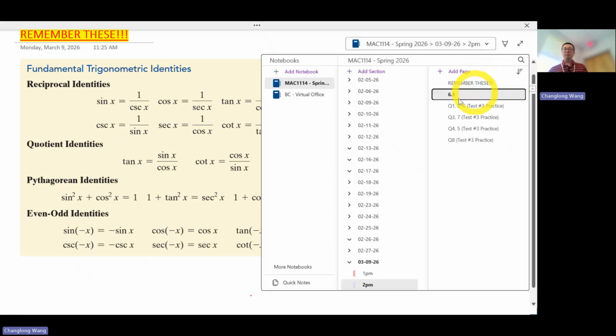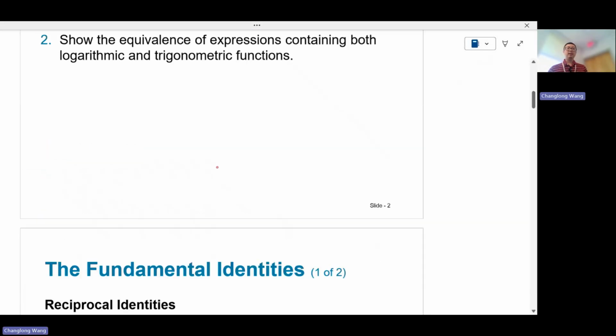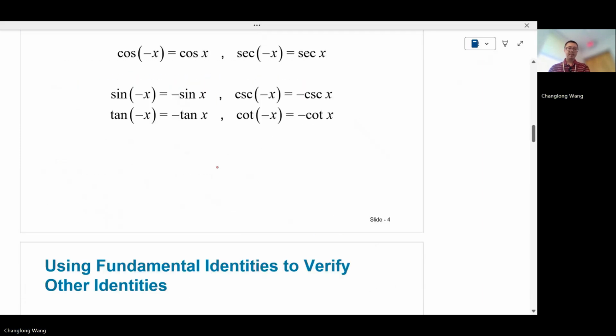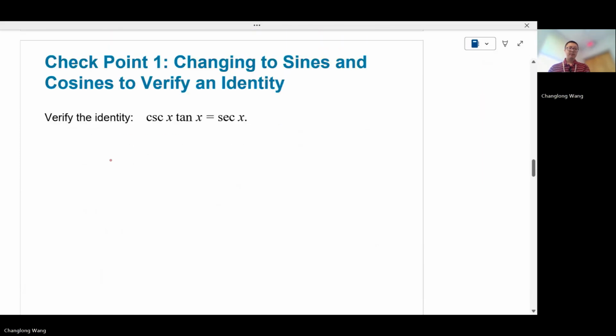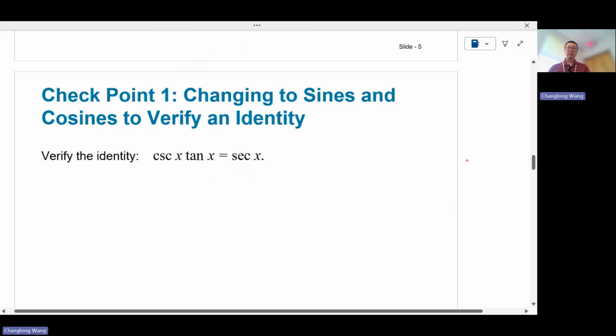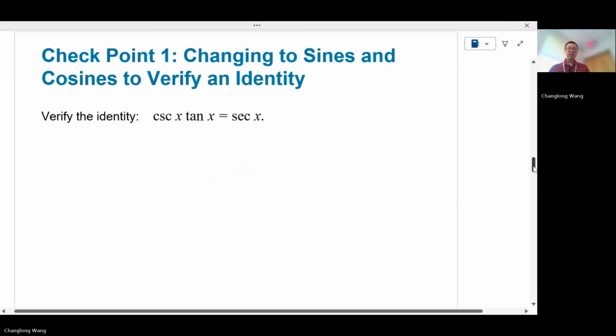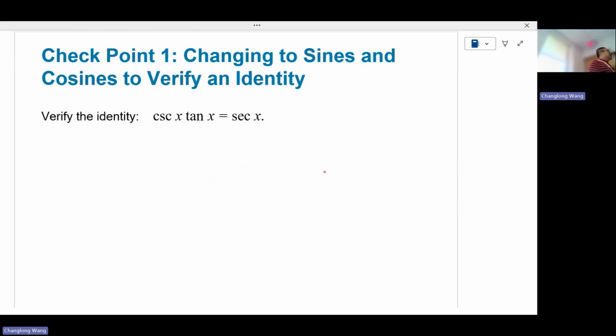So now, how do we verify identities like that? Let's take a look at one of those examples in the textbook. And they say verify this identity, which is an equation. But the problem is, now if you do see an equation, how do you know it's correct or it's valid?